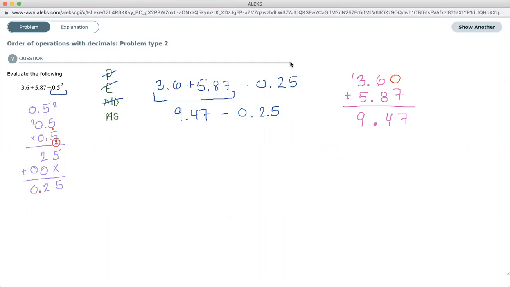Okay, then the last step that I have is to simply do subtraction, but the same thing. I want to make sure the place values are lined up. So I have the 9.47 minus 0.25. 7 minus 5 is 2. 4 minus 2 is 2. The place values are lined up, so I know where the decimal goes. And 9 minus 0 is 9. So the result of this is 9.22.